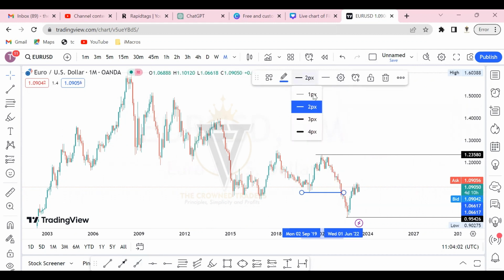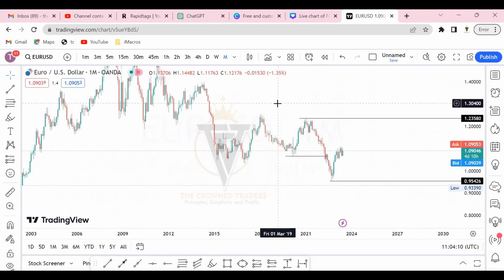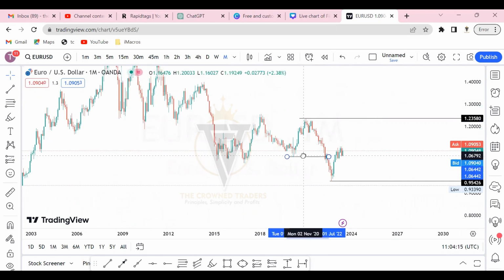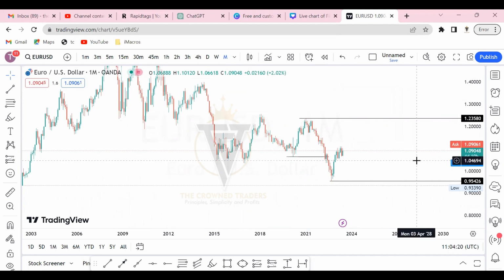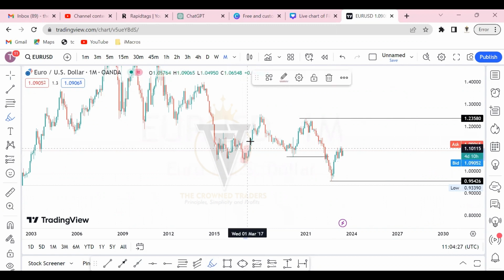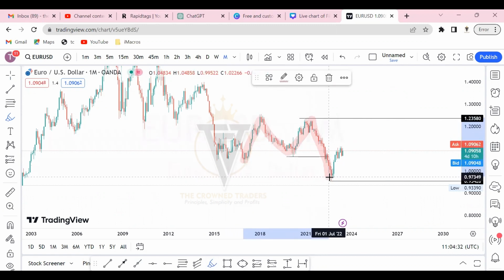Okay, its structure was broken there, and that's what we have on that level on the monthly time frame. So I have this level here. This is Euro USD. We're analyzing Euro USD. We can see that the market moved like this in a sinusoidal or zigzag motion. So we're expecting this on the monthly time frame to come like this, right?